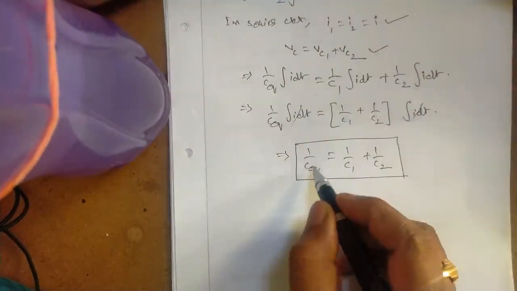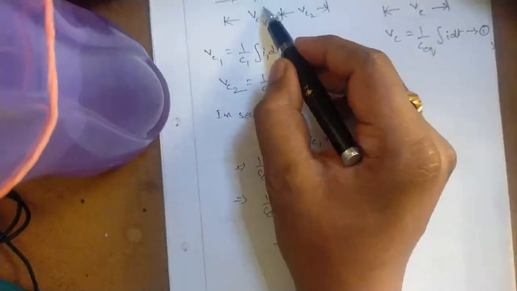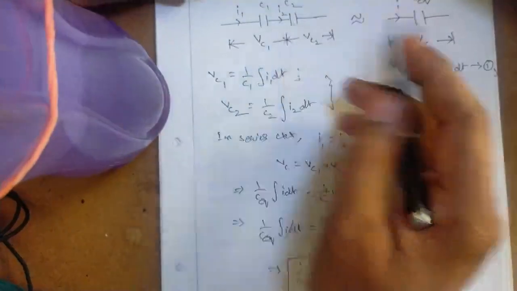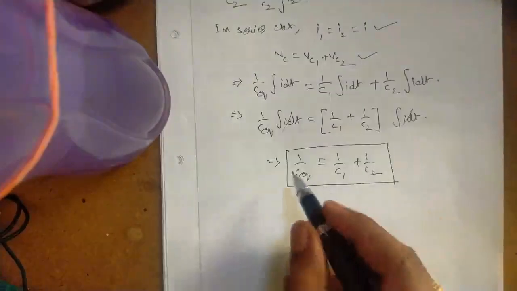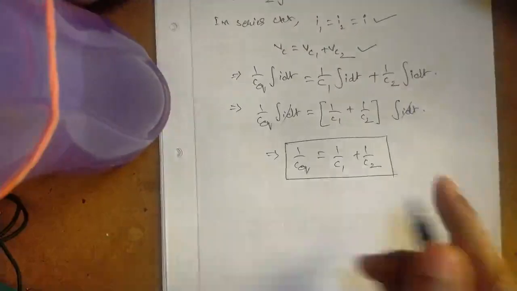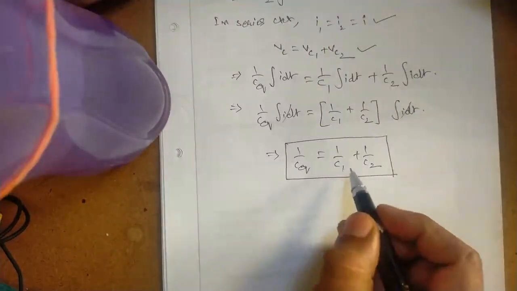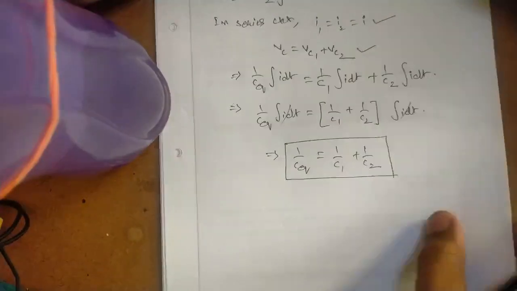If two capacitors are connected in series, 1 by C equivalent is equal to 1 by C1 plus 1 by C2. That is, the reciprocal of the equivalent capacitance is equal to the sum of the reciprocals of the individual capacitances.